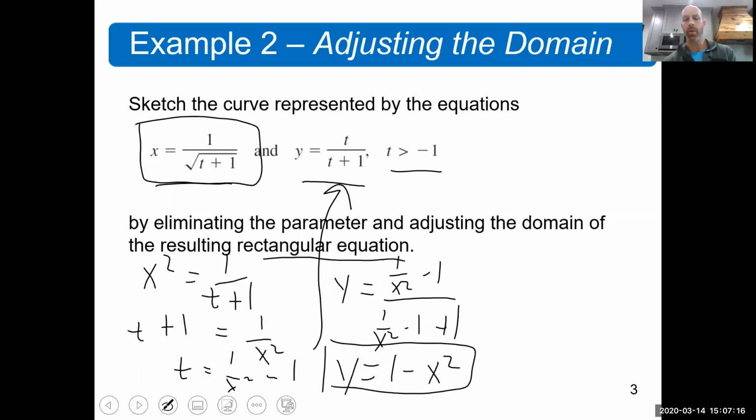Now you guys already know what that looks like, so I'm not going to sketch that curve for you, but you would want to sketch the curve and then indicate the direction by showing the arrows. Final question on this one, and I'll ask you guys to figure this one out: what would be the domain on this curve? And I'll give you a hint. It's based on the domain of the parametric equation.